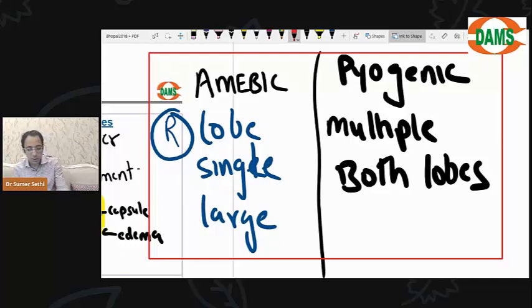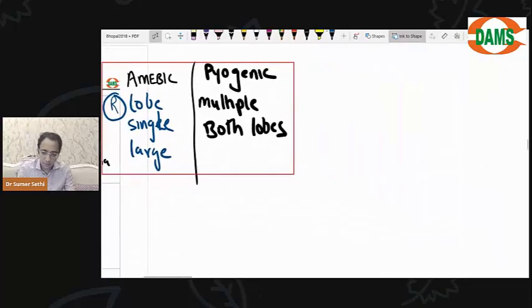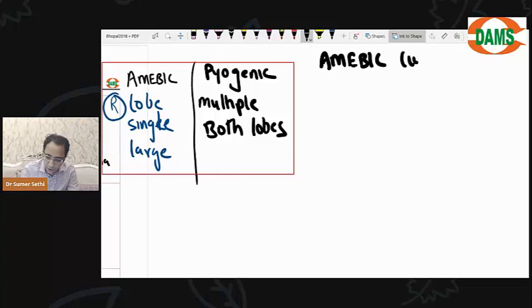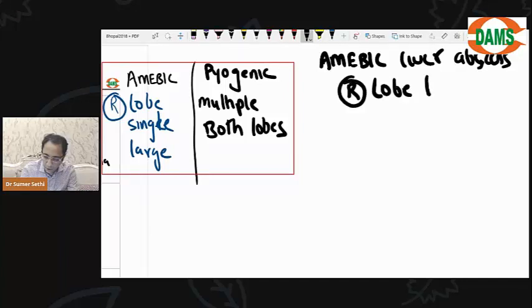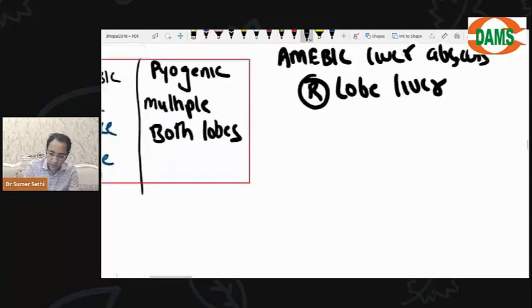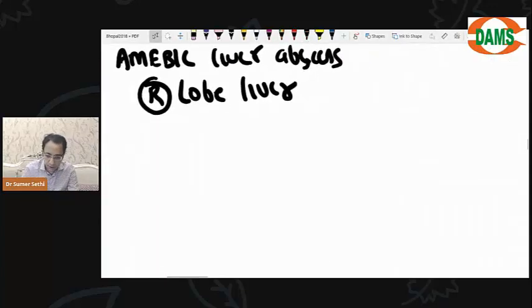Okay, now let's see if you can answer, beta. Any one of you can answer. The question is, why is amoebic liver abscess more common on the right side? Amoebic abscess right lobe of liver में क्यों जाती है? Okay, let's see an answer.